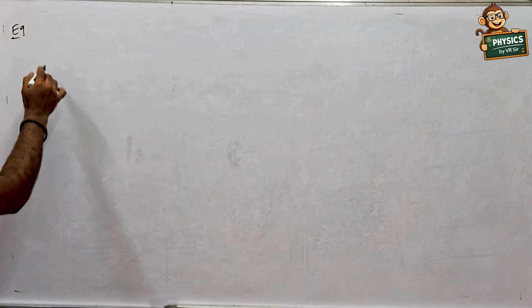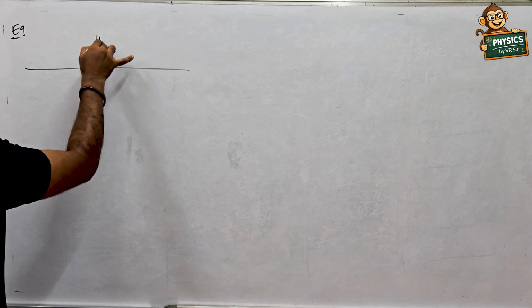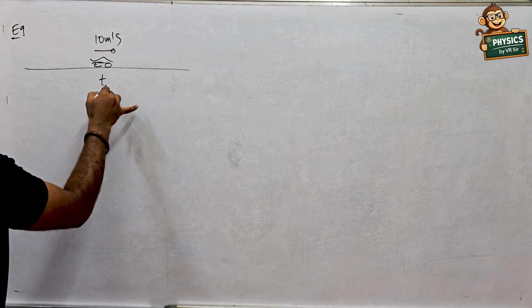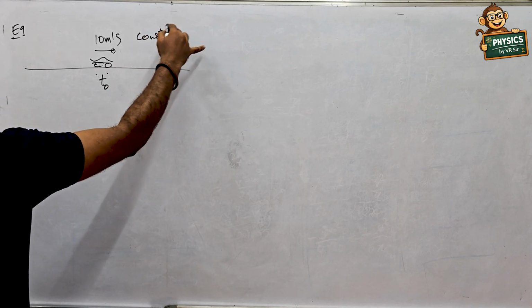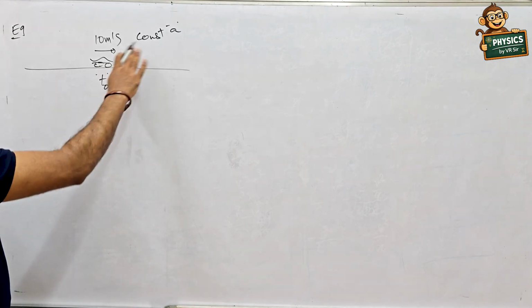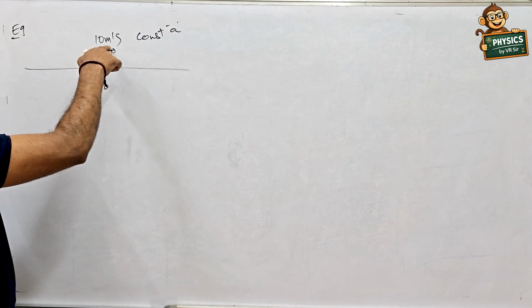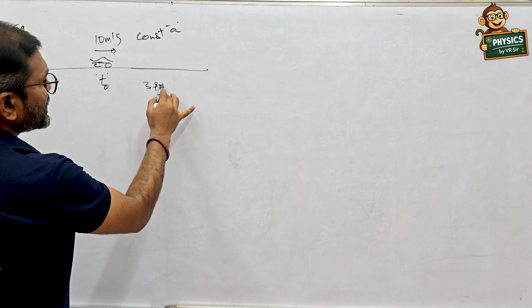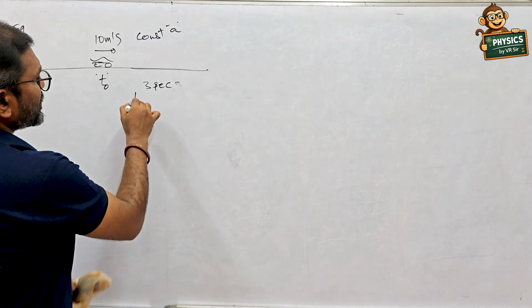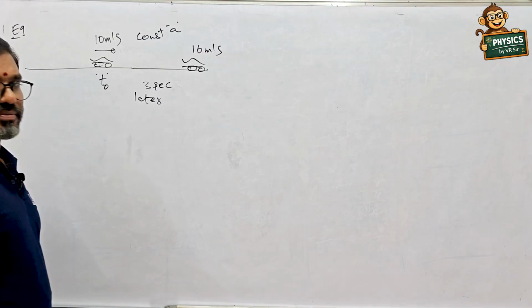So one more example on constant accelerated motion. It is observed that the vehicle is moving with 10 meters per second at some instant t0, having a constant acceleration. Now, 3 seconds later, its velocity is observed as 16 meters per second.